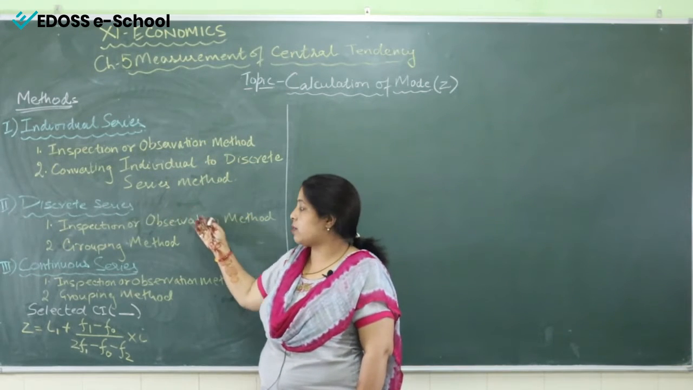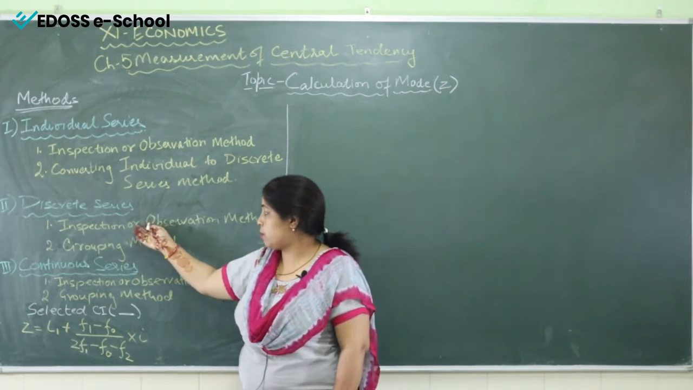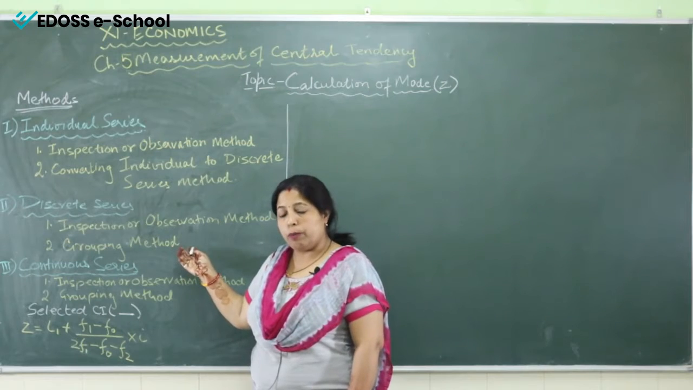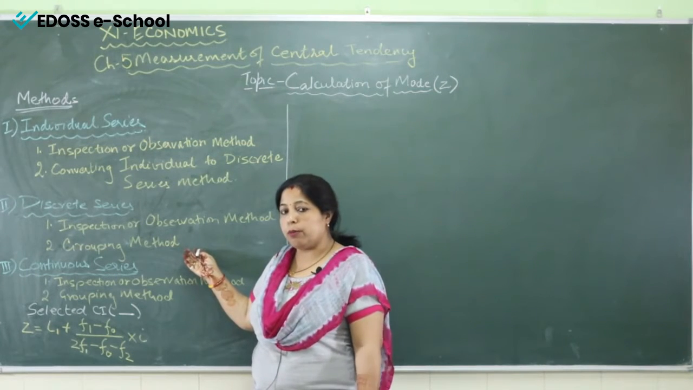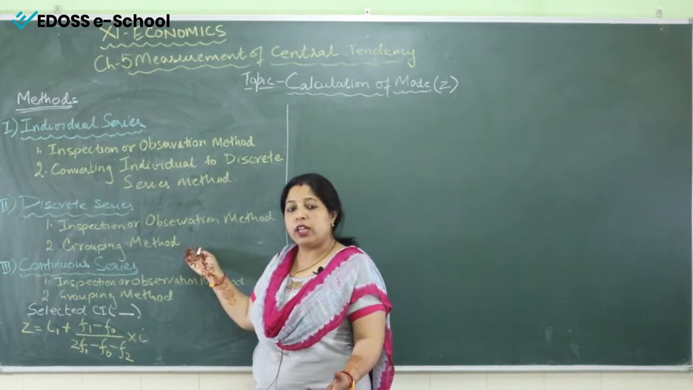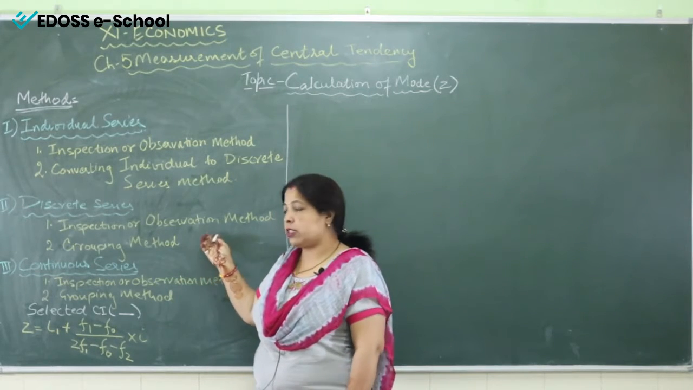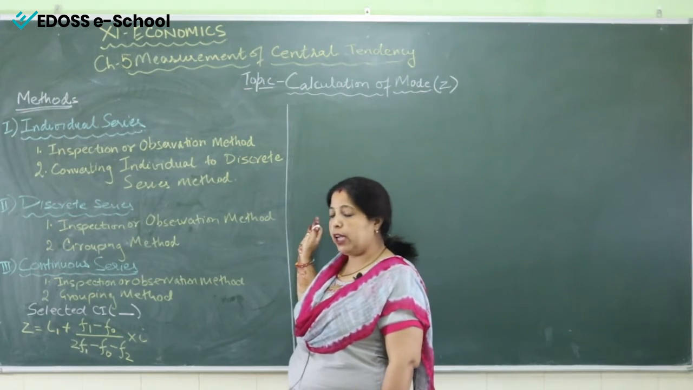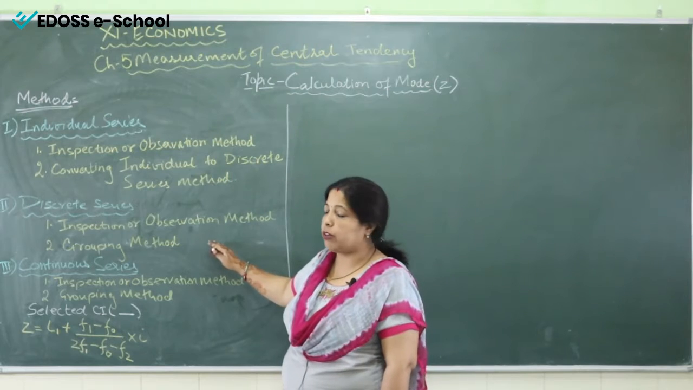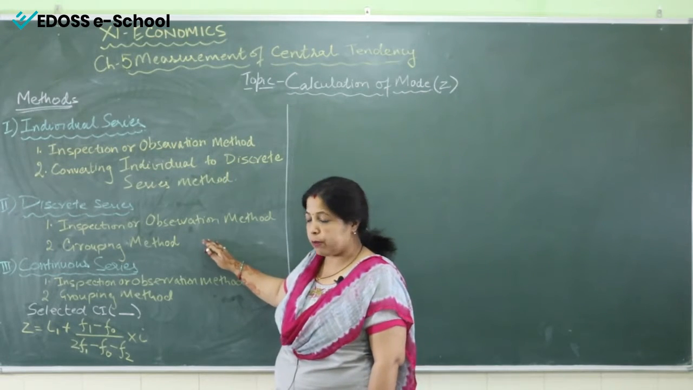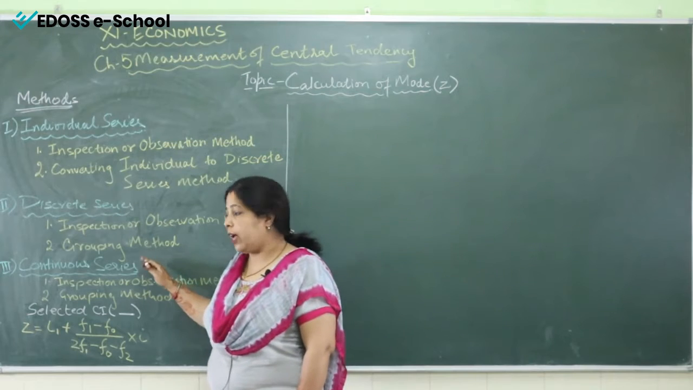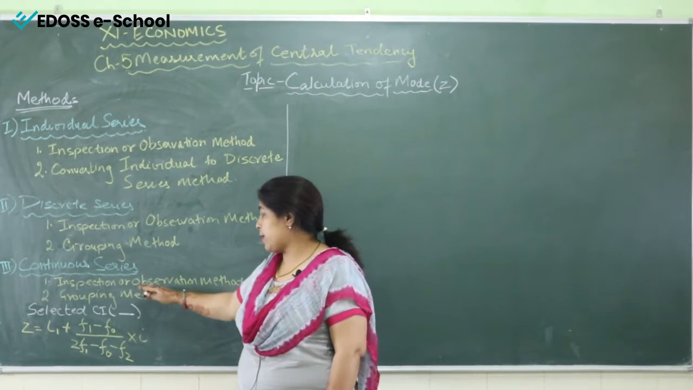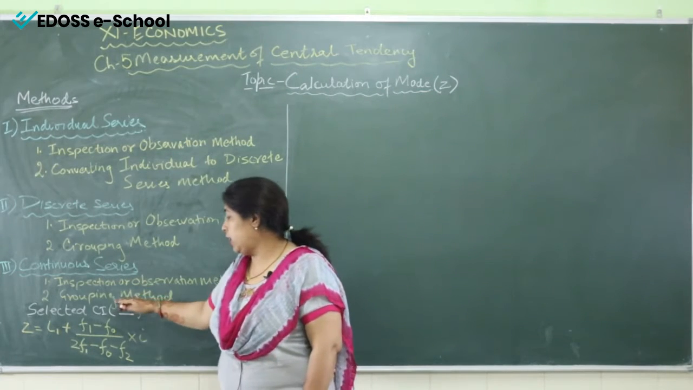Second, in discrete series we again have two methods, that is inspection or observation method first, and secondly the grouping method. In the grouping method, we calculate mode by forming two tables: the grouping table itself and the analysis table. We are going to do it numerically and you will come to know the exact method to find out the groups. And in the continuous series we have two methods to select the class interval, that is the inspection or observation method or the grouping method.